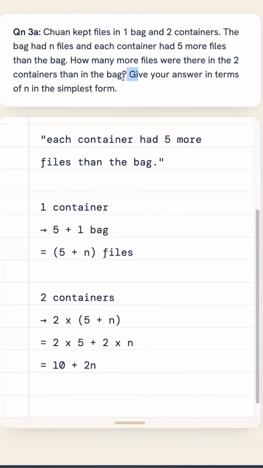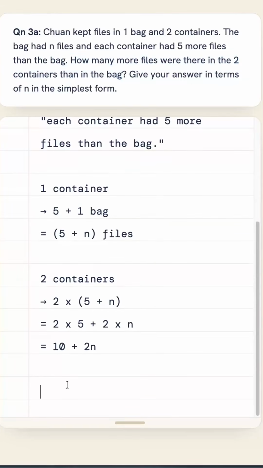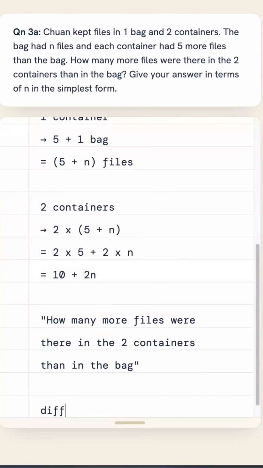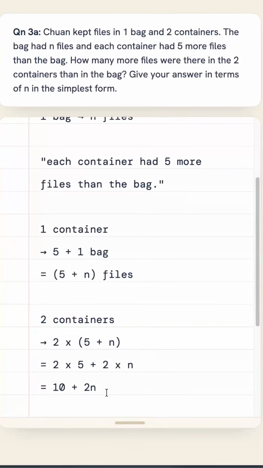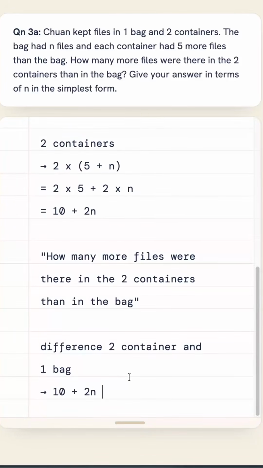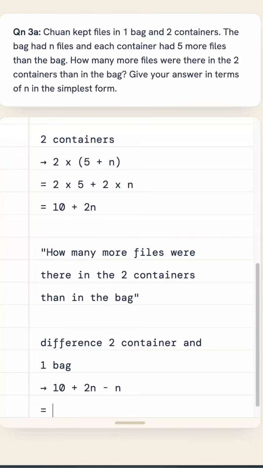So how many more files were there in the 2 containers than in one bag? So that means the difference between 2 containers and one bag will be 2n, that's 2 containers, minus n files. So minus n, this would then be equal to 10 plus n, or n plus 10. Doesn't really matter. So the answer is 10 plus n in this case.